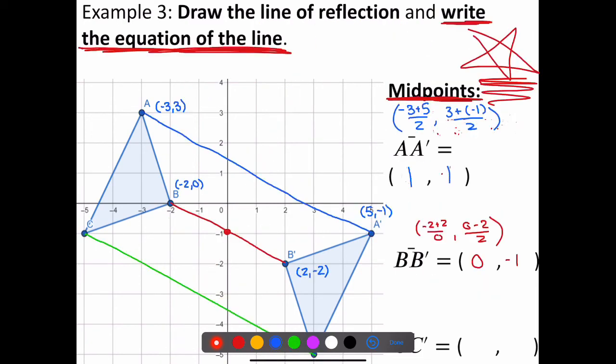Oops, I keep skipping over. So I have the point 1, comma 1 is my midpoint here. Now, I can continue doing this and get my third point for C prime. But it's important to note that we only need 2 points in order to draw a line. So again, I can do that with C prime. I don't need to though.